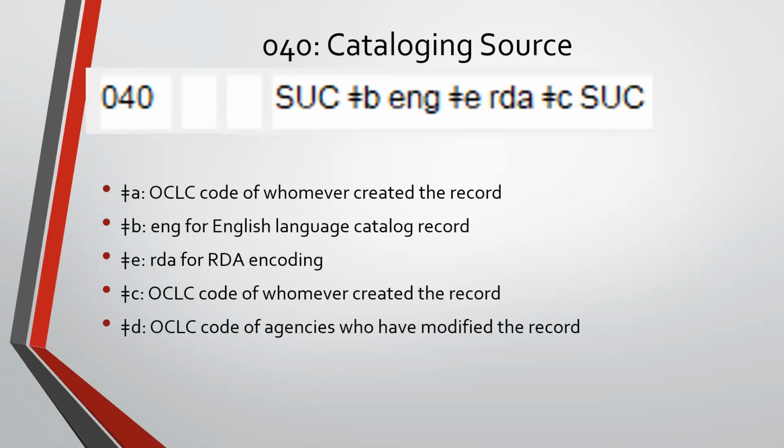040 is your cataloging source. For this, OCLC uses subfield A for whomever created the record. I suspect the other bibliographic utilities do the same. The important parts for us are this subfield B and this subfield E. Subfield B is the language of the catalog record. Do not use a record that has something else in the subfield B besides ENG. In that case, you're looking at a catalog record that was created in a different language.